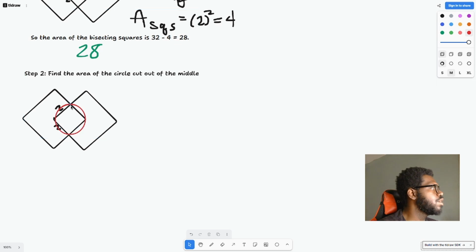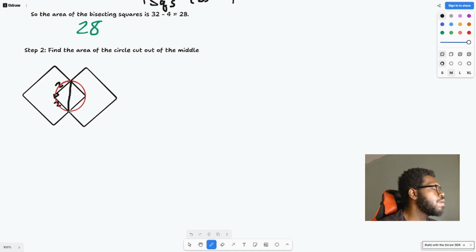Now I did still include the side lengths of this small square inside here because that's going to be important. Since the diameter of the circle consists of these two points of intersection, I'm going to draw a line here connecting the two. And if you notice, we have a right triangle. All we have to do at this point is find the hypotenuse. You might be thinking, how is that useful?